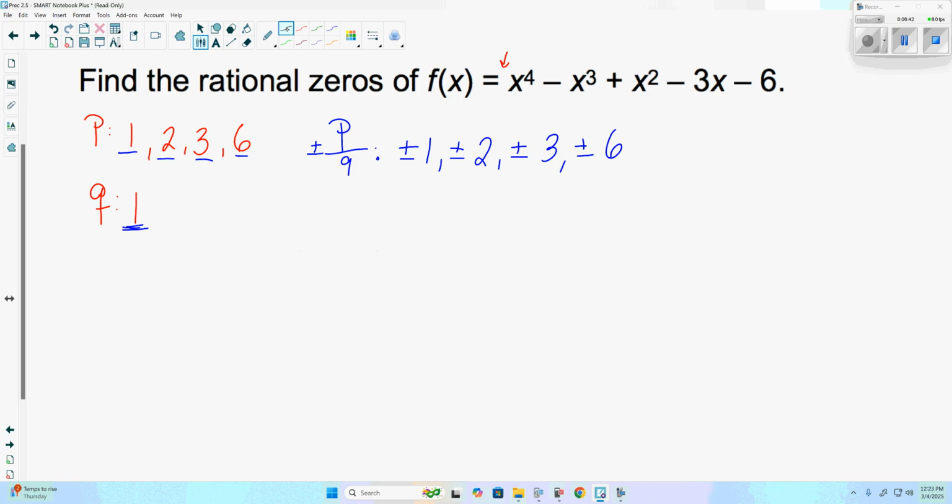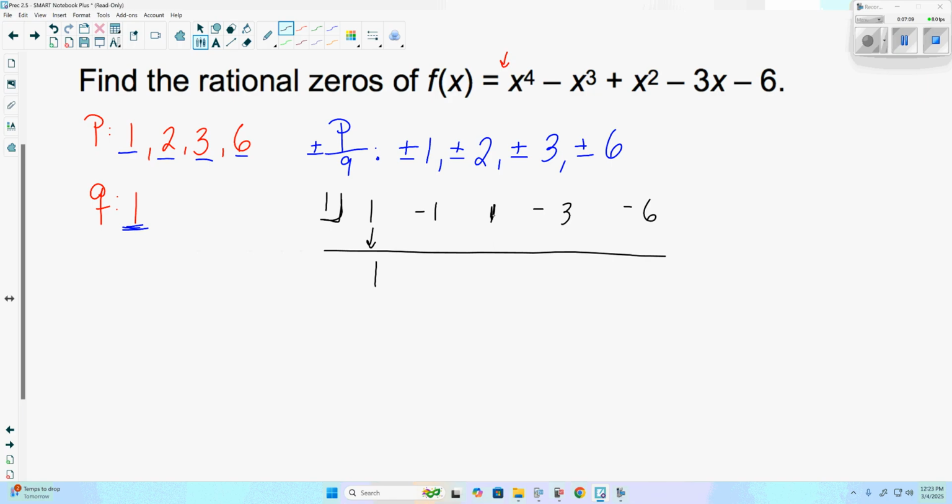Questions on this so far? Now, the mathematical way to go about finding these solutions is taking each one of these. So we can start with 1 and use synthetic division to solve. Because if 1 is an actual zero for this here, the remainder should be what?